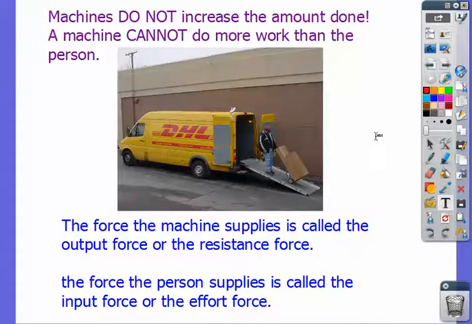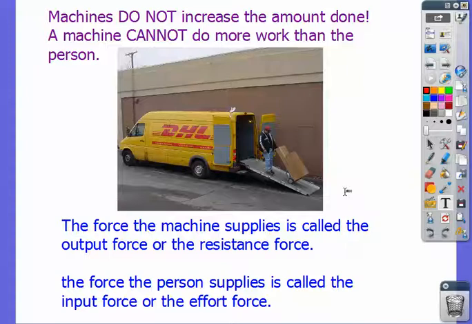But when we think about actual simple machines, an example here is just a ramp. A ramp is an example of a simple machine called an inclined plane. Now, it's important to understand that machines do not increase the amount of work that gets done. They're simply not able to do more work than the person that's using the machine. So in this case, we look at the force that this ramp supplies, which is the amount of force needed to lift the boxes up into the back of this vehicle.